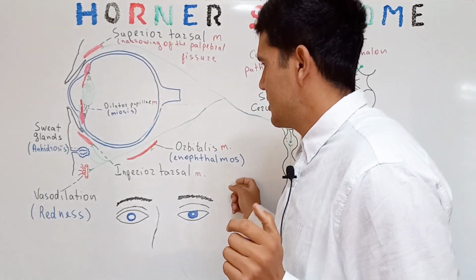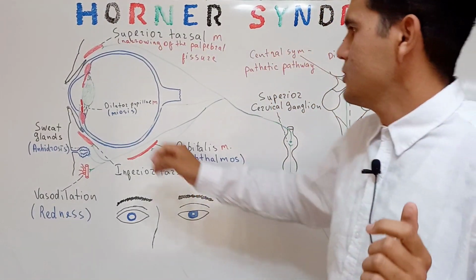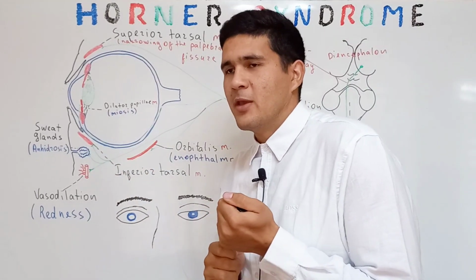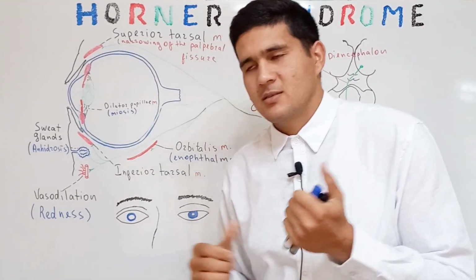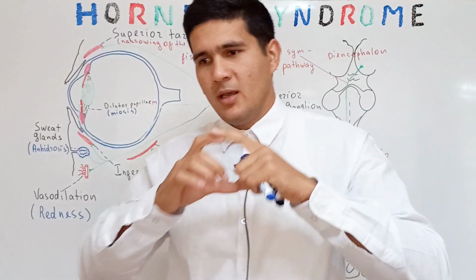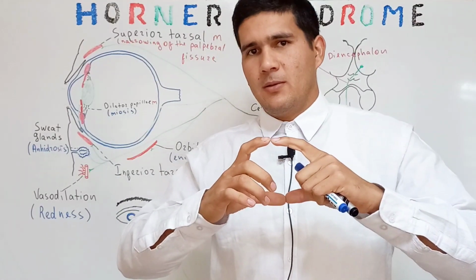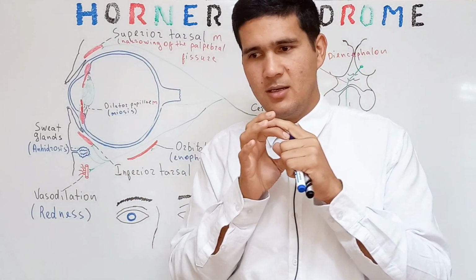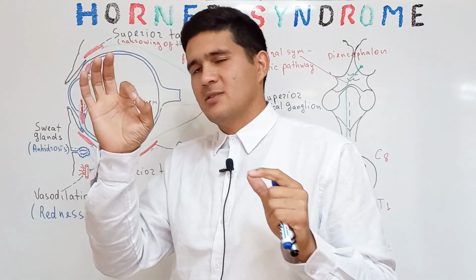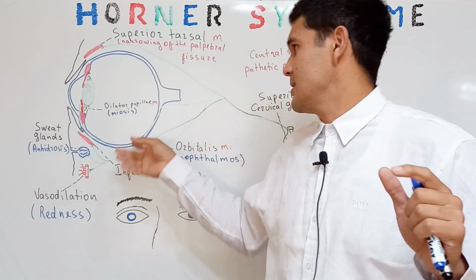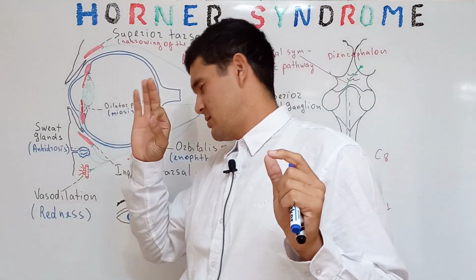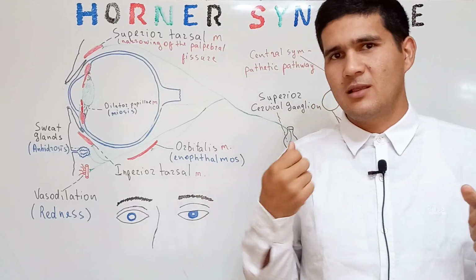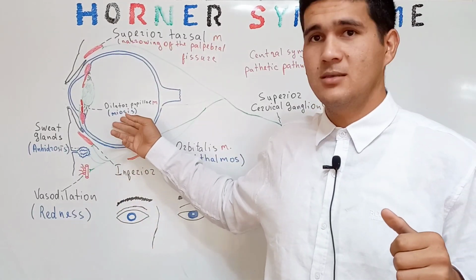And the next symptom is due to lack of innervation of the dilator pupillae muscle. The dilator pupillae muscle's main function is enlarging the size of the pupil. Without this function, miosis, a constant small size of the pupil, may occur. You couldn't perform the light reflex in this eye.